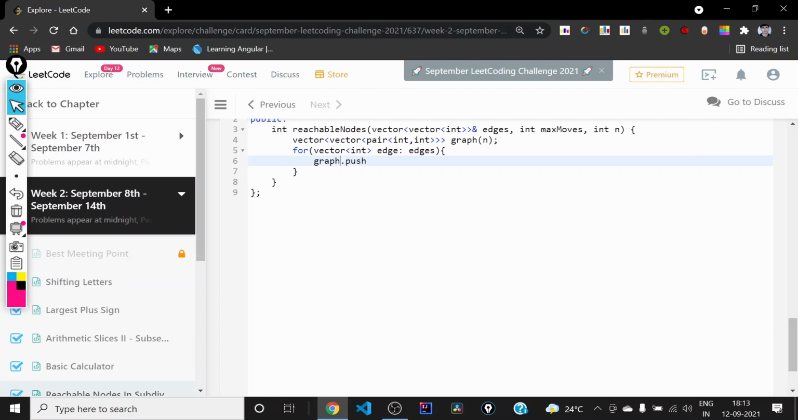Then we can push the pair of edge 1 and edge 2 plus 1 in the vector of edge 0. The reason we are doing this is that n nodes will be dividing the edge into n plus 1 edges. So that's why we are doing this. And similarly, we will do it by interchanging the two nodes.